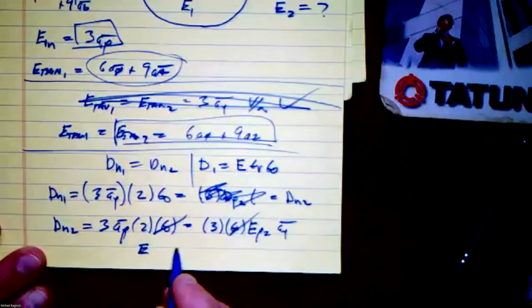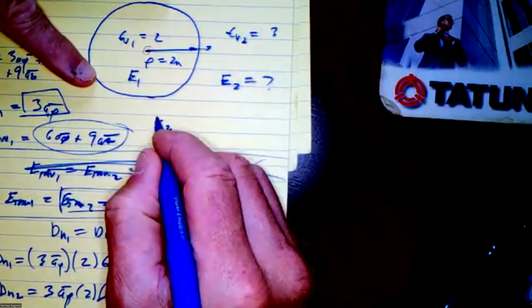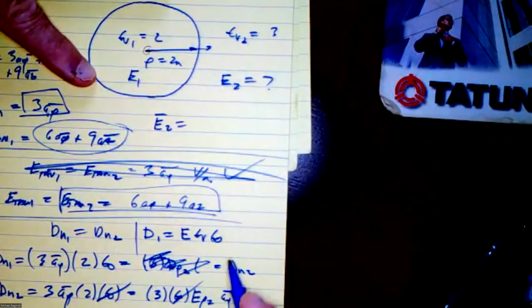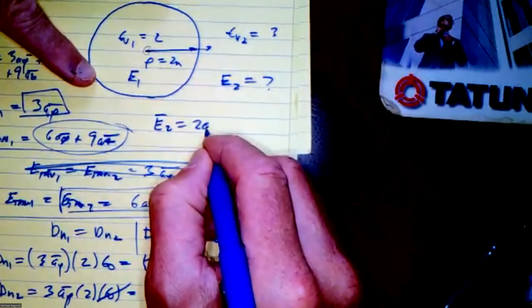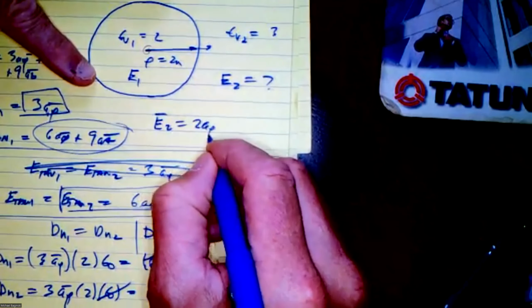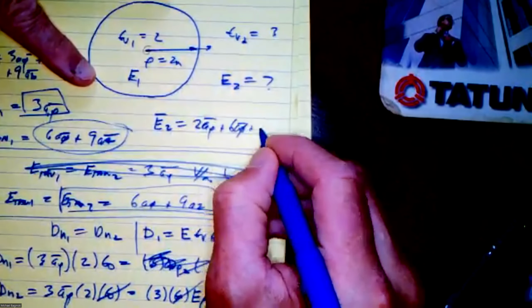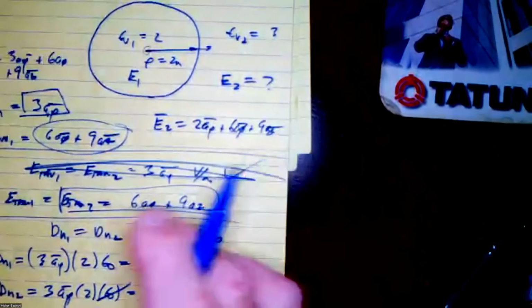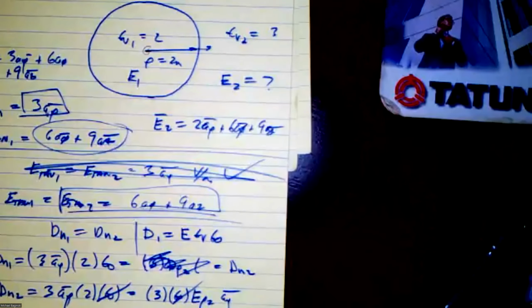That means the total E field in region 2 would be equal to 2a rho plus 6a phi plus 9az. I'm trying to do this in a way that you can at least follow as best as possible.